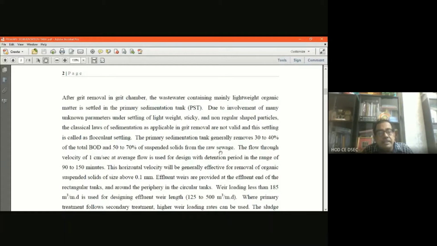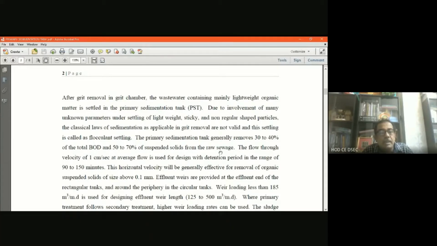And the detention time I have already discussed. What is the detention time? Detention time means the time during which the tank detains the liquid. That means the flow occurs during this time to fill the tank. So that is the detention time, and it is considered here as 90 to 150 minutes. That means 1.5 hours to 2.5 hours.